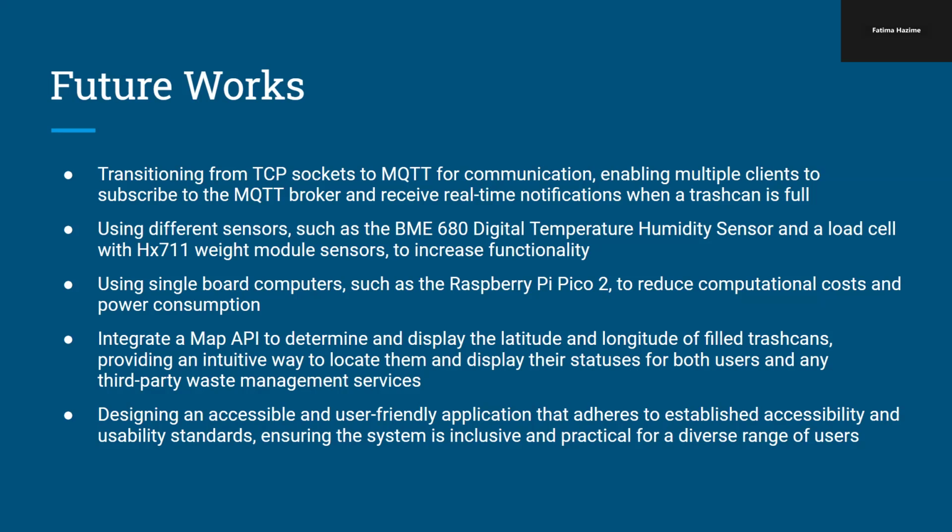We want to use single board computers such as the Raspberry Pi Pico 2 in order to reduce computational costs and power consumption. We aim to integrate a map API in order to determine and display the latitude and longitude of filled trash cans, which provides an intuitive way to locate them and display their statuses for both users and any third-party waste management services.